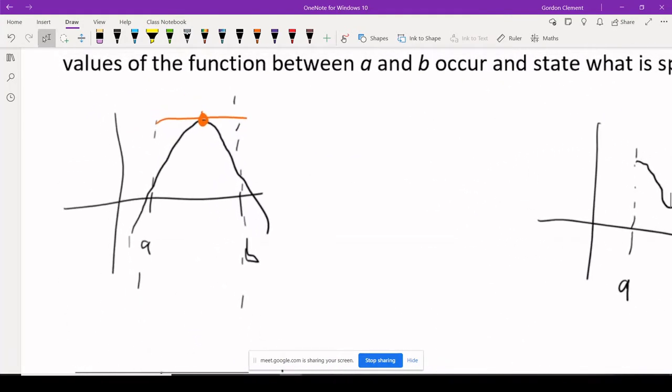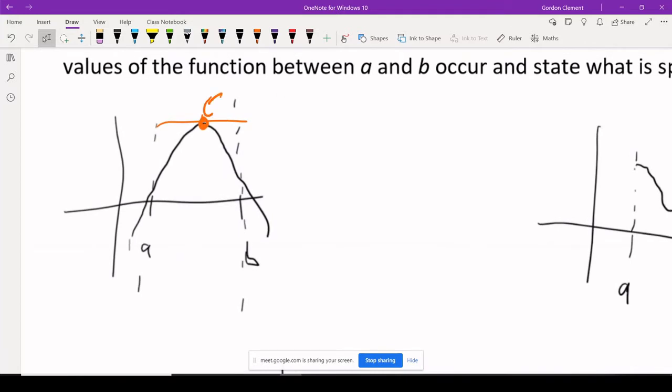So again, on this one, that's definitely the max. And I've kind of given away the special thing here. That point's special because the derivative is 0 there. That's one way we could identify that point. On this picture, where's the min between A and B?